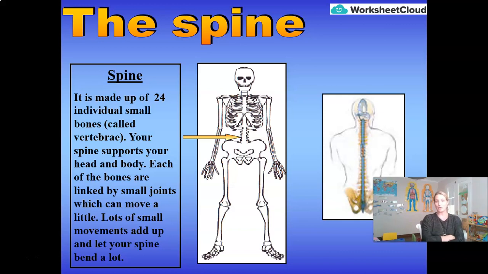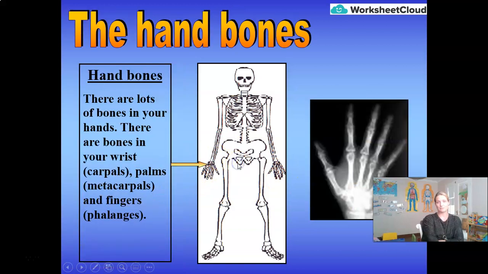Each of the bones in the spine are linked by small joints which can move just a little. Lots of small movements up and down your spine allow you to bend. But remember, the spine not only gives you shape and supports your head, but it's also got the very important job of protecting the spinal cord, which runs down the center. So we don't want it to move too much because we don't want that spinal cord to ever be damaged.